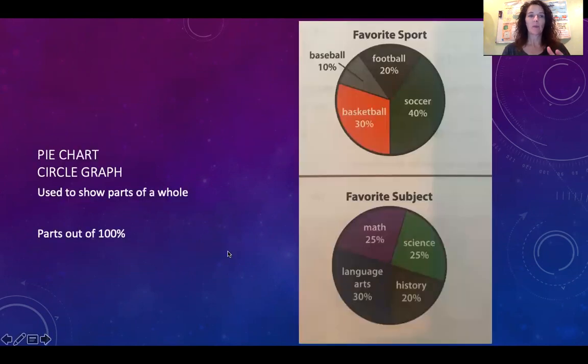Here's a quick example of that pie chart or circle graph. It's just parts of a whole. So there's a favorite sport. Out of your group of 100, 40% of those people like soccer, 30% like basketball. In your school, if we did a survey of 100 students, then maybe 25% of them like math, 30% of them like language arts. That's all a pie chart is, or circle graph.